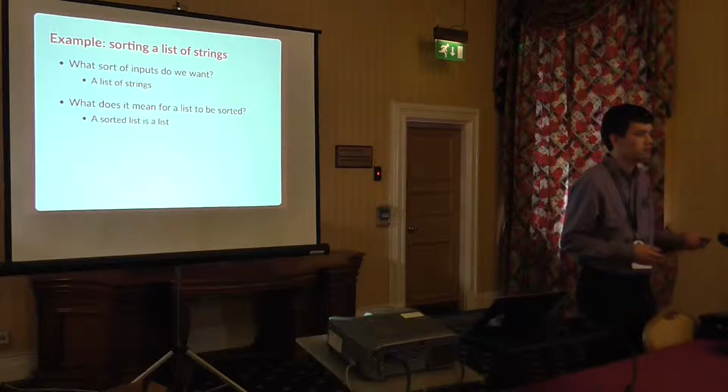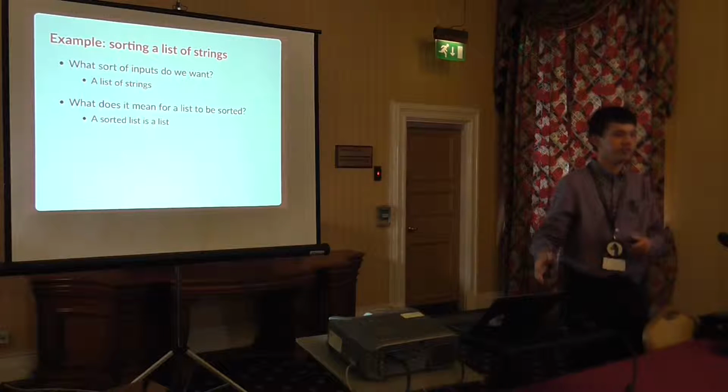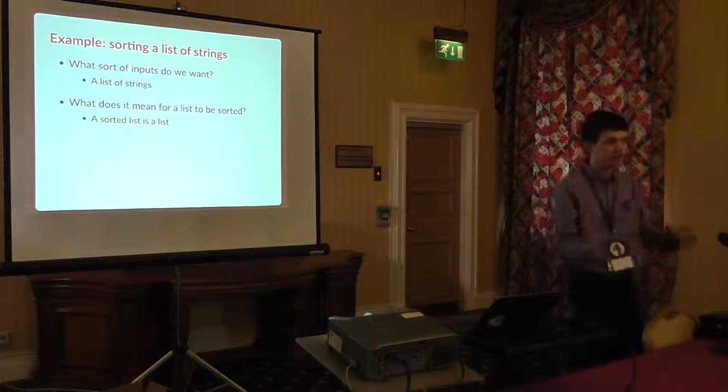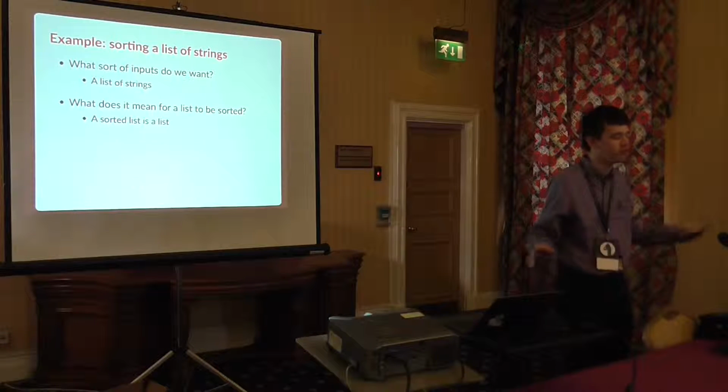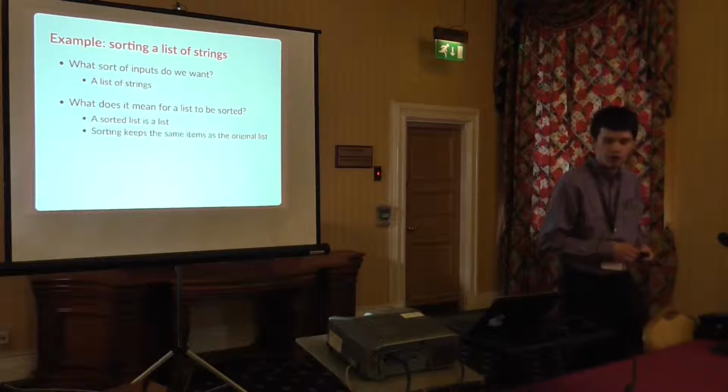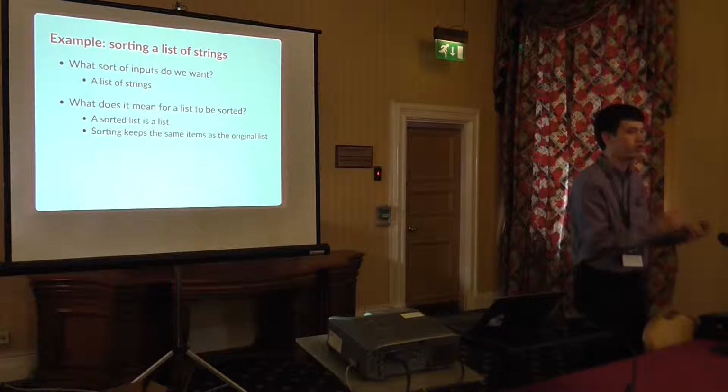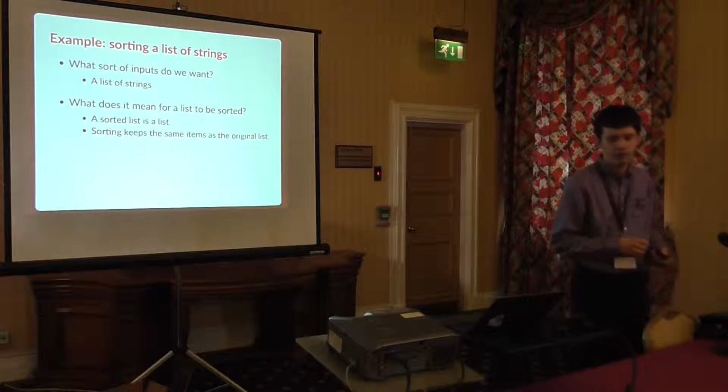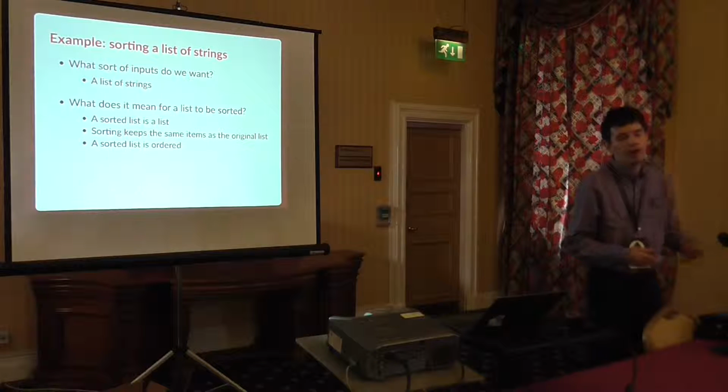Well, a sorted list is a list. It's not a tuple, it's not a string, it's not a float. If we get any of those, we know it's done something wrong. A sorted list has the same items as the original list. If we've gained items or thrown them away, we know that the sort function has done something wrong. And of course the sorted list is ordered.